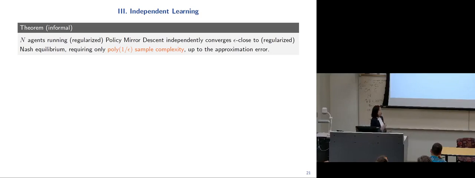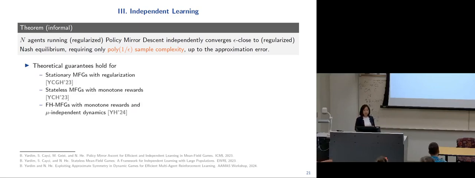Maybe just to give you a very informal statement here: if we let n agents run the policy mirror descent algorithm independently, then the overall sample complexity required is only polynomial in 1 over epsilon, up to some approximation error, in order to converge to some epsilon close to the equilibrium. And the caveat here is that, of course, we're not able to be arbitrarily close to the original equilibrium. We always have to be subject to some approximation bias due to the symmetrization bias, and also the fact that we only have n agents in the system.